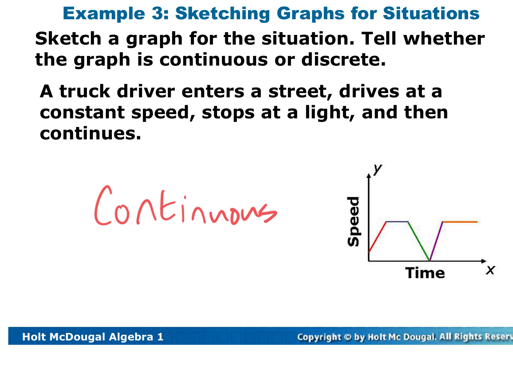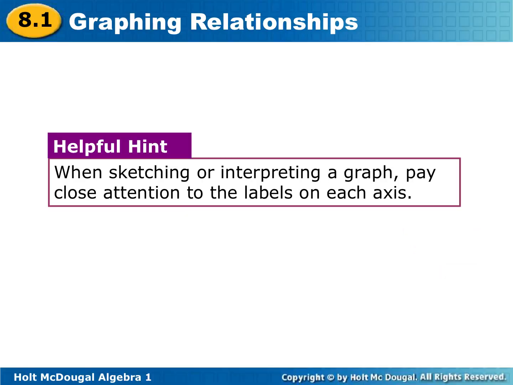graph or reading it. Notice this first red section on mine right here. It says the truck driver enters a street and drives at a constant speed. So this red line is him entering, okay? And then this blue line is him driving at a constant speed. Okay, now, what do you think the green and the purple represent? Yeah, it shows him coming to a stop and then starting back up and continuing on. Okay? So, good. If you were seeing that, you will be good to go.